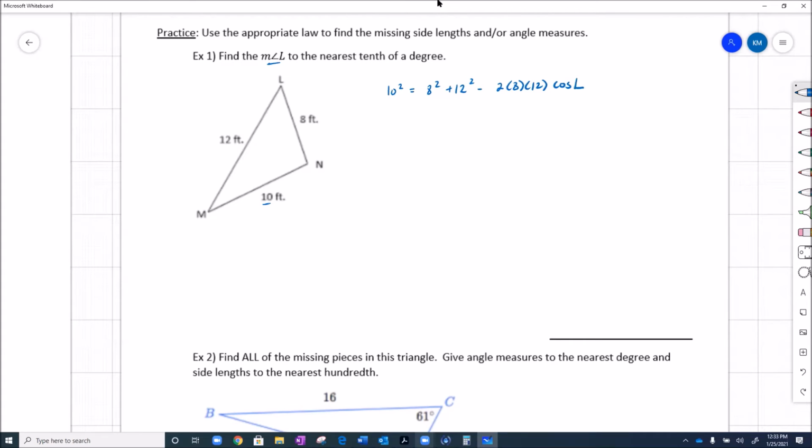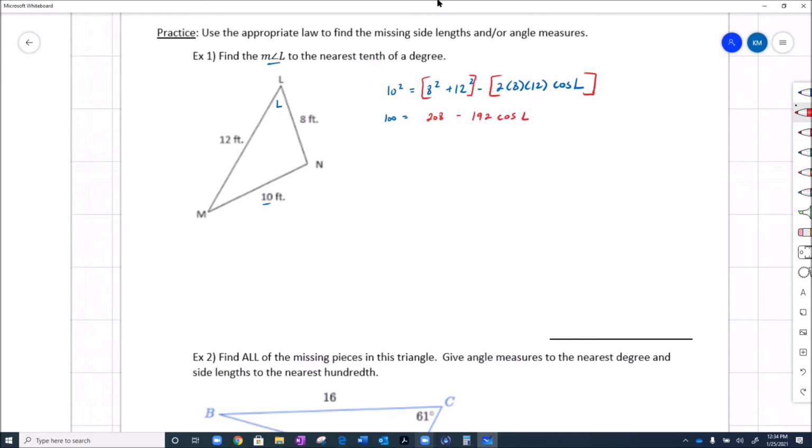Because I'm trying to find this angle. Simplifying all my stuff, this gives me 100. Again, I strongly encourage you to separate this so you don't make some of the common mistakes. 64 plus 144 gives us 208. 16 times 12 is 192 cosine L.